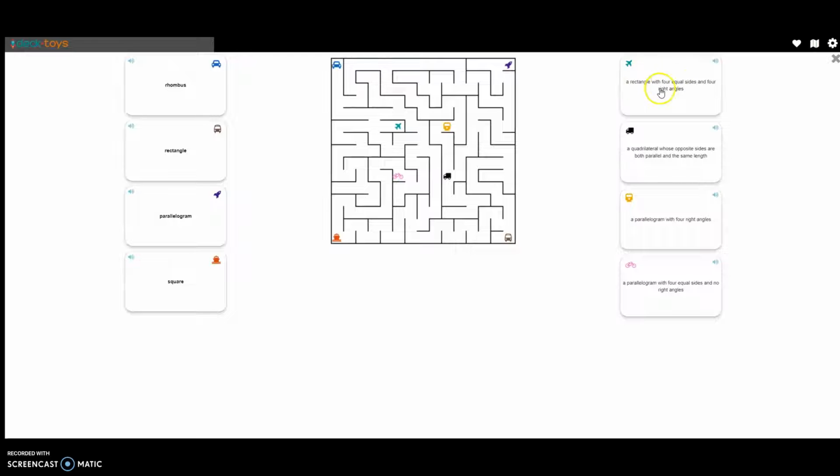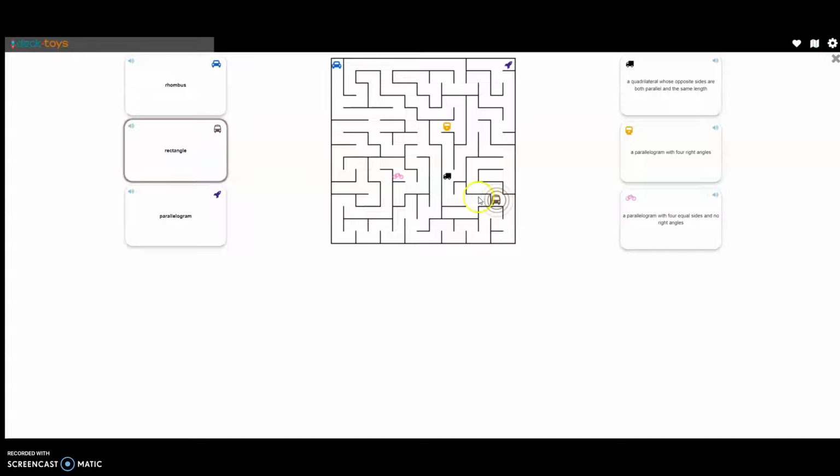A rectangle with 4 equal sides and 4 right angles is a square. So the square is going to go to the plane. I have to do this kind of quick because I don't want to run out of time. So there's my plane. And then a quadrilateral's opposite sides are both parallel and the same length are a rectangle. So this is going to go to this guy. I think I can go this way. Yeah. Oh no. A rectangle's not that. Oh my gosh.